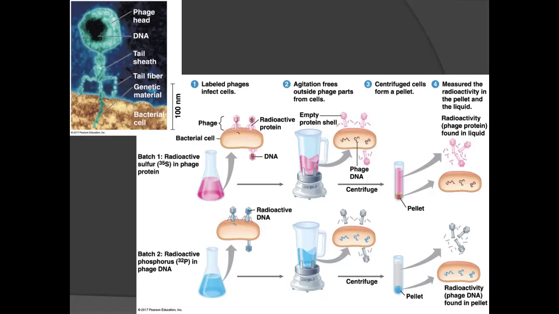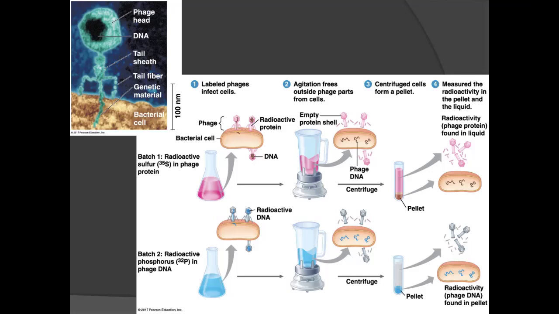This slide gives an overview of Hershey and Chase's experiments. Note that in the top left corner of this slide, we have the structure of a bacteriophage. Note that the DNA is surrounded in the phage head, and this is then attached to a bacterial cell, where the transforming agent will be injected into the host bacterial cell. Within their experiment, they had two different batches: bacteriophages that were raised in radioactive sulfur and bacteriophages that were raised in a medium with radioactive phosphorus.